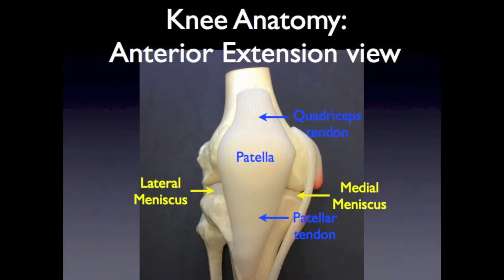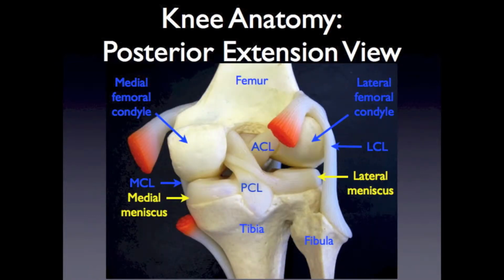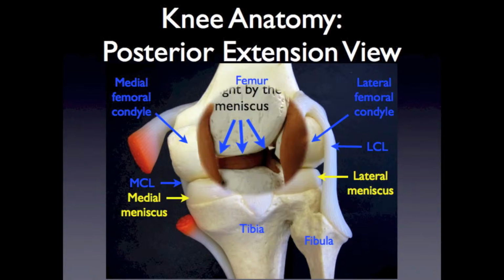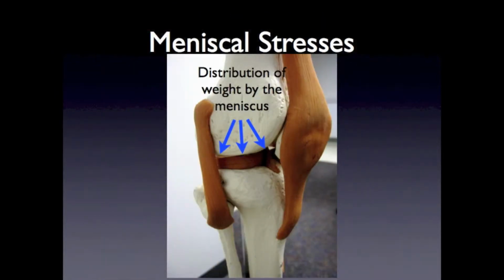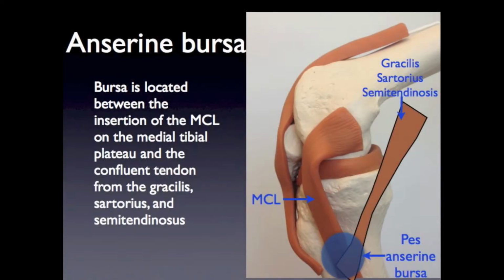On the anterior view of the knee, you can see the medial and lateral menisci between the femur and tibia. They are again visible from the posterior view. This diagram shows how the menisci assist with weight distribution through the joint. The pes anserine bursa is located between the insertion of the MCL on the medial tibial plateau and the confluent tendon from the gracilis, sartorius, and semitendinosus.